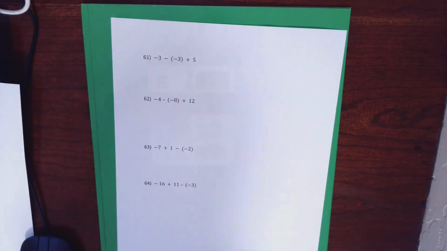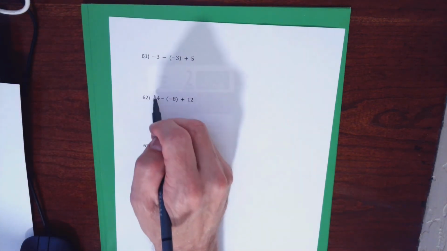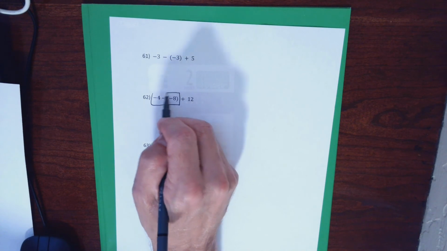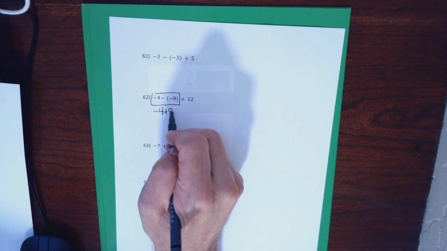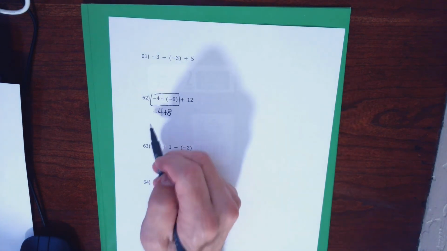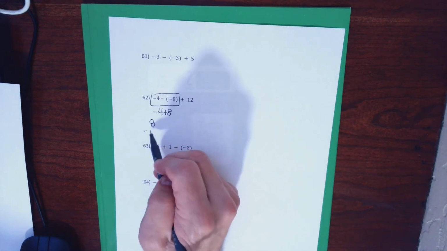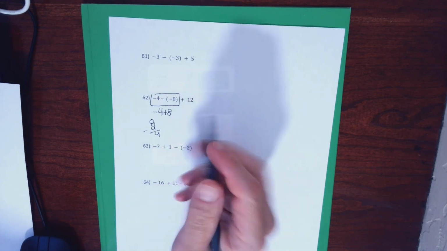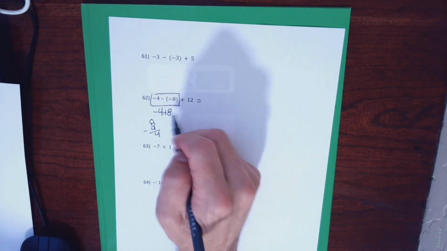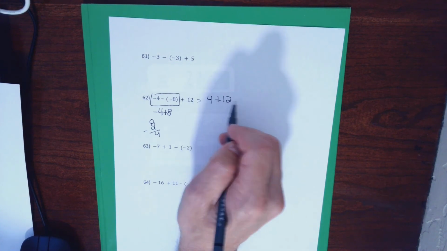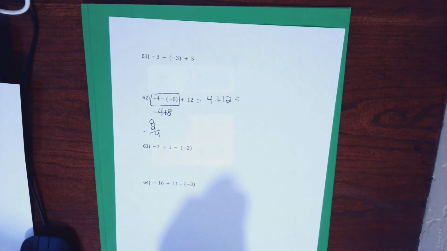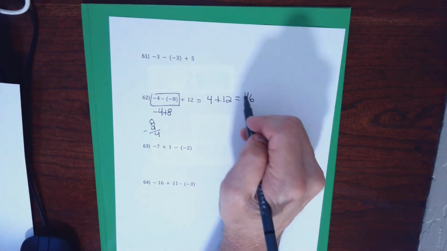A couple more problems. I'm going to start off with 62, working left to right. I'm going to do -4 minus -8. I'm going to make the double negative positive. Then I'm going to subtract the 8 and 4 and get 4. The sign's going to be positive because the bigger number 8 is positive. So the first two numbers that I have boxed, the -4 minus a -8, turns into +4. Change that to the number 4, leave the plus 12, and just add those, and that'll give me 16.